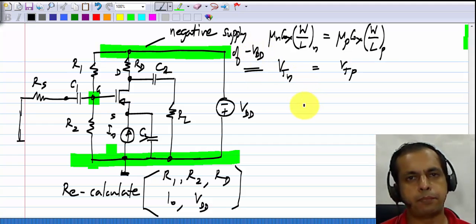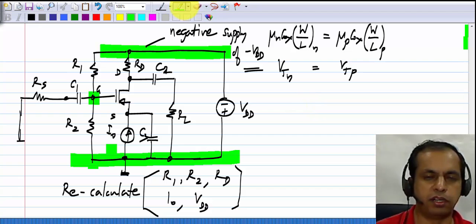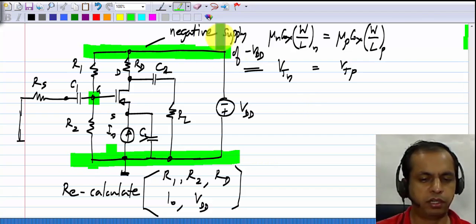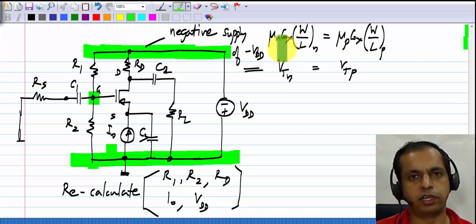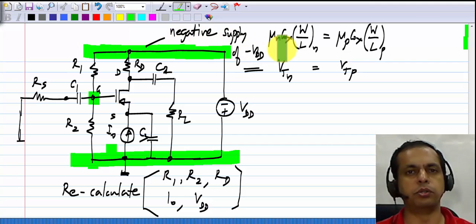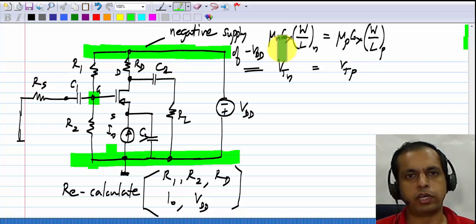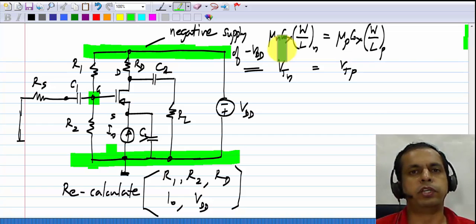As far as the small signal picture, nothing has changed because both this and this are small signal grounds. But this is now a circuit with a negative supply. Now this can lead to complications. First of all, general preference, and also so far we have been looking at circuits which have a single transistor. We could have circuits with NMOS and PMOS transistors together.